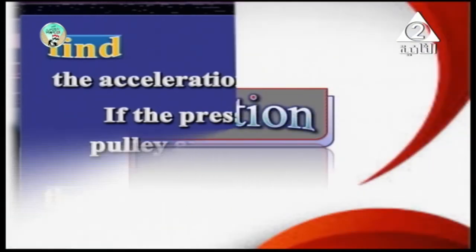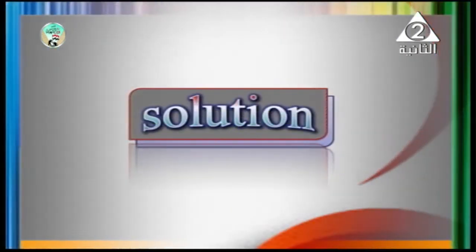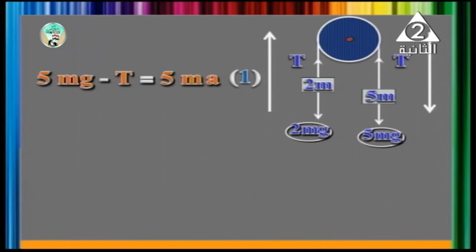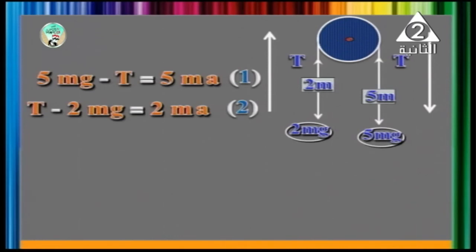My dear student, look at the solution. We have two masses 5m and 2m. The first equation: 5mg minus T equals 5ma. The second equation: T minus 2mg equals 2ma.